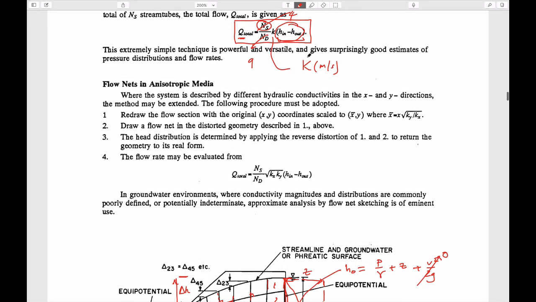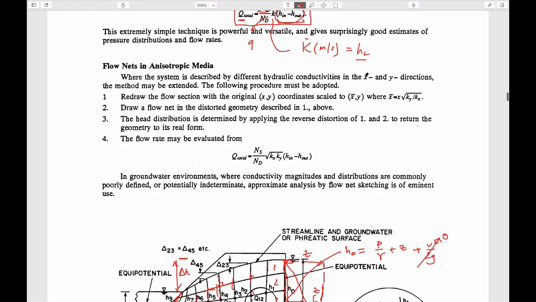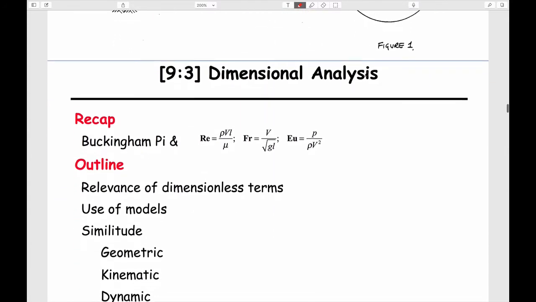So this takes care of the frictional losses. This is basically the HL term, head loss term. So anyway, I won't talk any more about that.